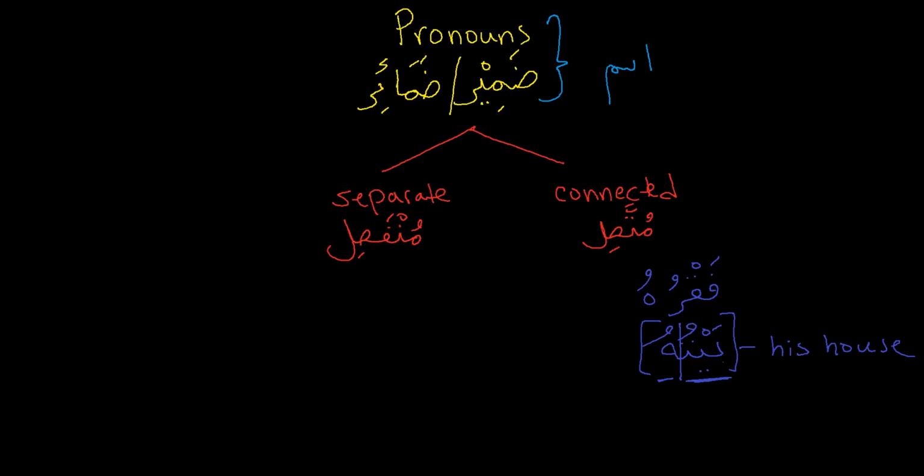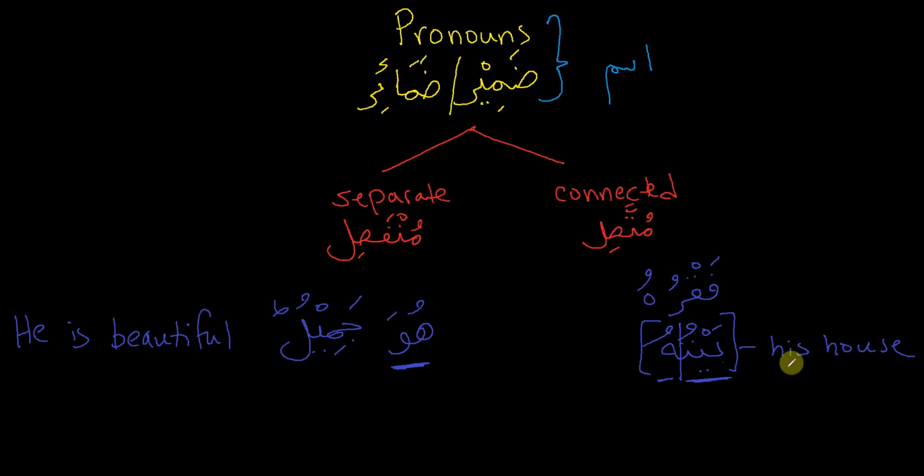But when it's separate, for example, it will look like this: huwa jamilun. This huwa means he, or his as well. This means he is beautiful. So this means he and this means his. Now, can we always say it's his or he? Not necessarily. It just means a masculine person or a masculine thing. And that's what we're after. So connected and separate, and we'll go over all the examples one by one.